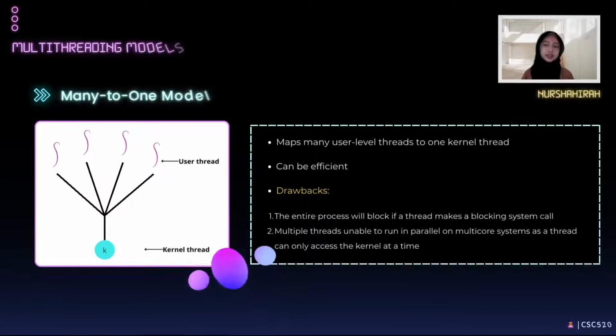And lastly, the third model of multithreading, which is the many-to-one model. This model maps many user-level threads to one kernel thread, and it can be very efficient. But there are two drawbacks of this model. The first one, the entire process will block if a thread makes a blocking system call. And the second one, multiple threads are unable to run in parallel on multi-core systems as only one thread can access the kernel at a time.